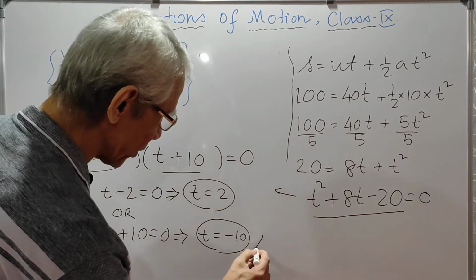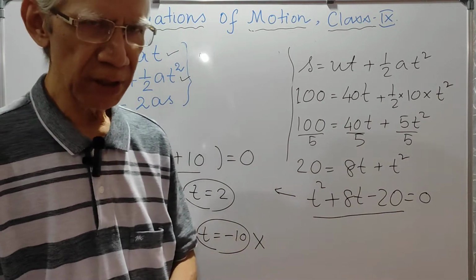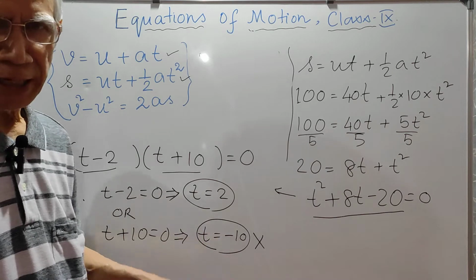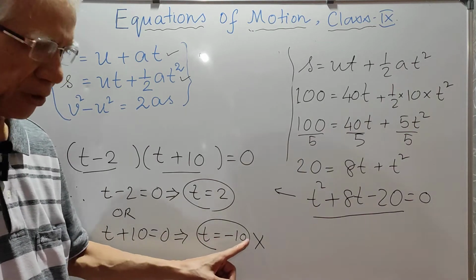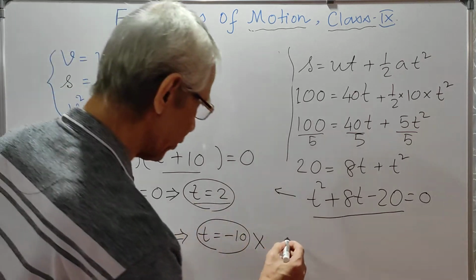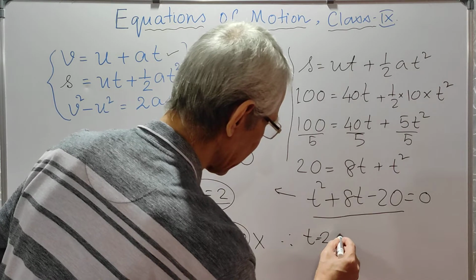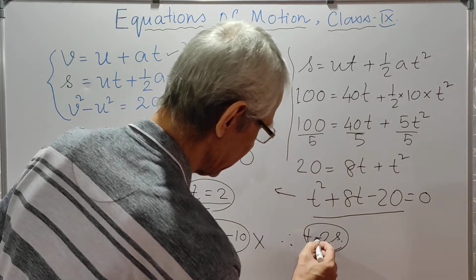Now this one is not possible. That is what you have to write in exam. t equal to minus 10 is not possible, because t is time. Time cannot be negative. So this is not possible, so we reject it. Therefore, the acceptable value is t equal to 2 seconds. That is the answer. t equal to 2 seconds.